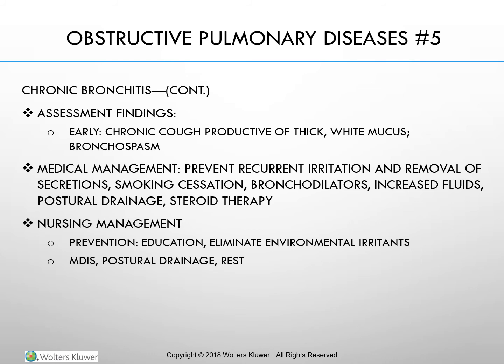Treatment goals are to prevent recurrent irritation of the bronchial mucosa by infection or chemical agents, maintain the function of the bronchioles, and assist in the removal of secretions. Treatment includes smoking cessation, bronchodilators to reduce airway obstruction and bronchospasm, increased fluid intake, maintenance of a well-balanced diet, postural drainage to remove bronchial secretions, steroid therapy if other treatment is ineffective, and change in occupation if work involves exposure to dust and chemical irritants, filtration of incoming air to reduce sputum production and cough, and antibiotic therapy.